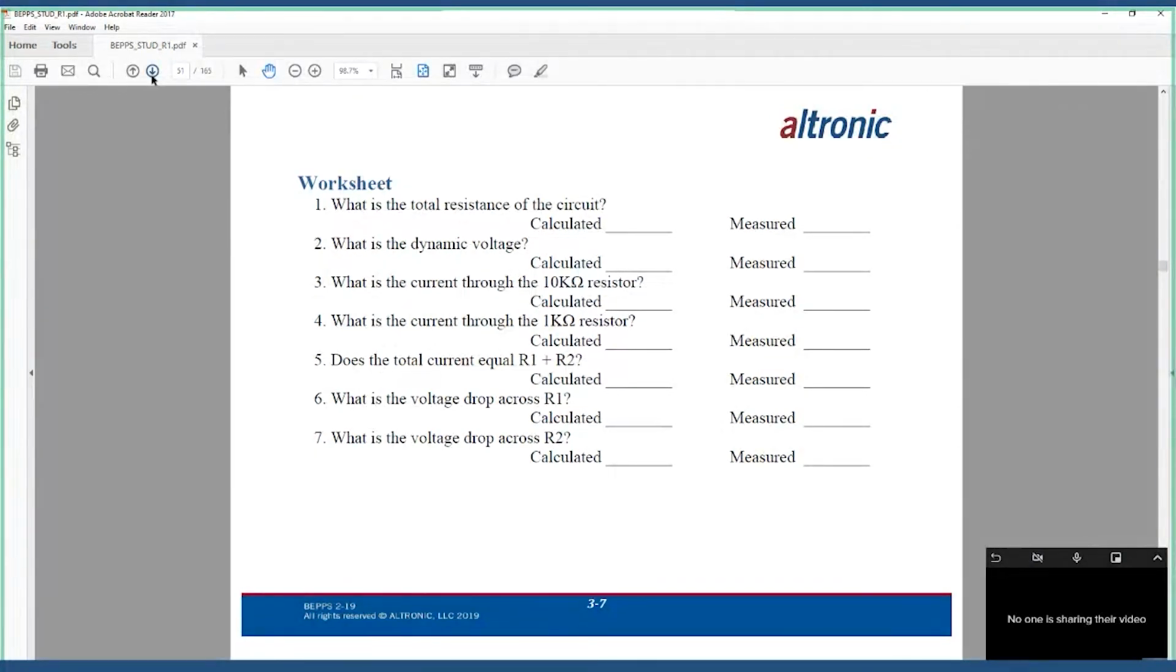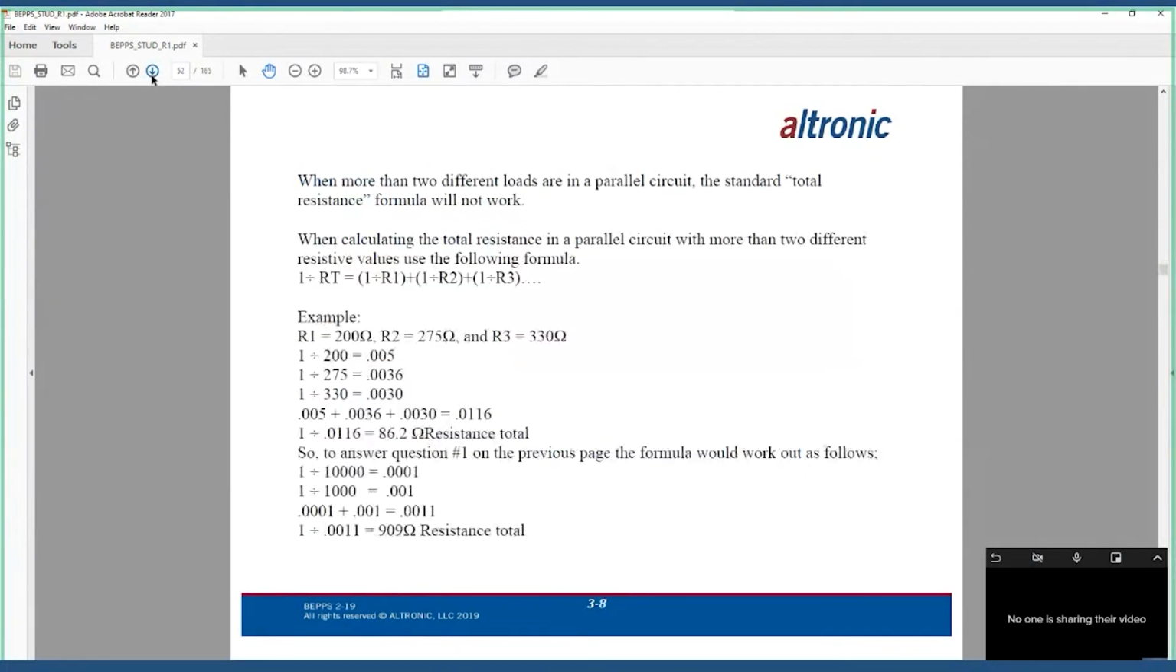Like I said, I don't claim to be an expert on all of this, but I dig what Ohm's law does because it proves me wrong more than once, and it proves that Ohm's law is truly that, Ohm's law. It always adds up. So when more than two different loads are in parallel, the standard total resistance formula sometimes doesn't work, though.